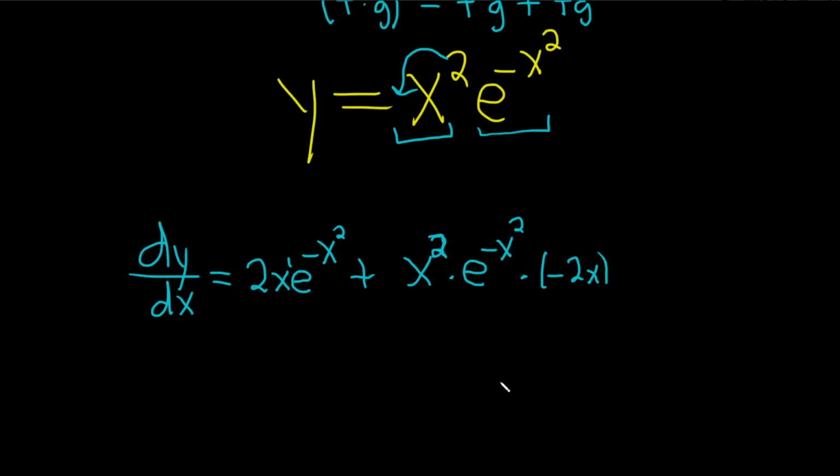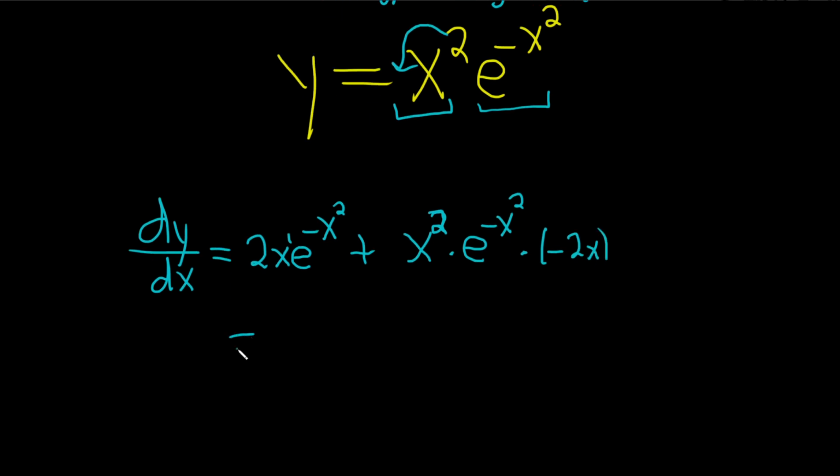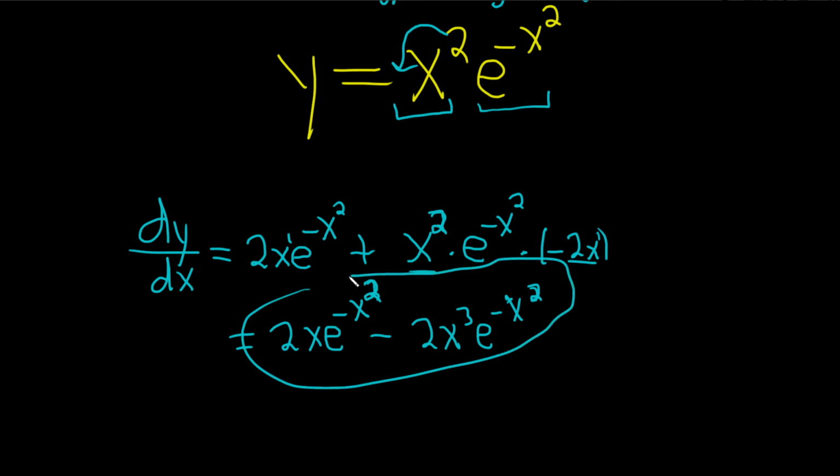And now we just clean it up. So this is 2x e to the negative x squared. So this times this, we can combine the exponents. So it'll be minus 2x cubed e to the negative x squared. And that's a 2, and that's a 2 as well. And that would be the final answer.